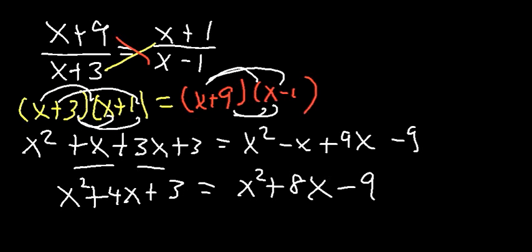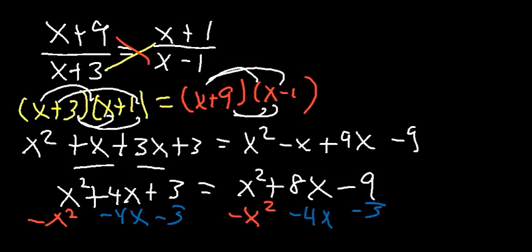So now what we're going to do is move everything to one side. Let's subtract both sides by x squared, and simultaneously subtract both sides by 4x, and let's subtract both sides by 3. So those cancel, so on the left side we have 0. x squared and x squared disappear. 8x minus 4x, that's 4x. Negative 9 minus 3 is negative 12.